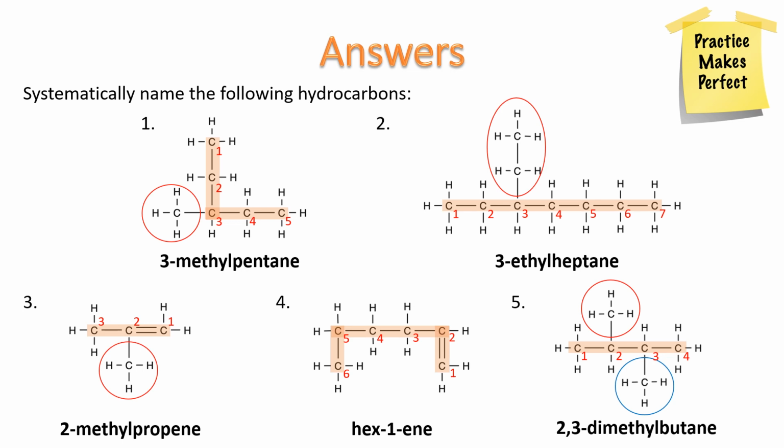So for each of them I've highlighted the longest chain, I've circled any branches, and I have numbered the chain. Now if you're still unsure of any of these at all, and you're not quite sure how you got your answer, or why it doesn't match up, please email me. Send me a picture of your working, and we can work through together to figure out what steps you might have done wrong. Okay?